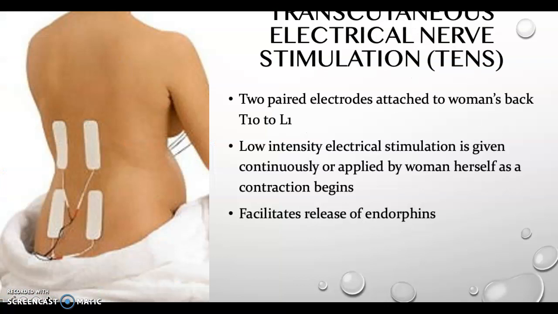This is TENS. I'm sure you guys have heard of transcutaneous electrical nerve stimulation. It sends low-intensity electrical stimulation, and it's applied to T10 to L1, and it facilitates the release of endorphins, and as I said before, it blocks that painful stimuli from reaching the spinal cord.